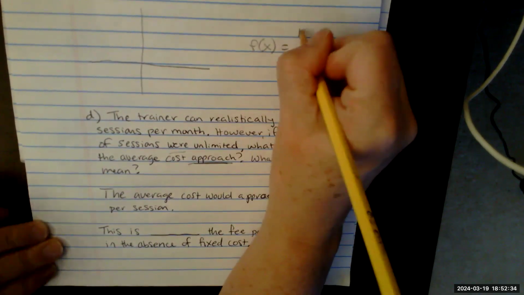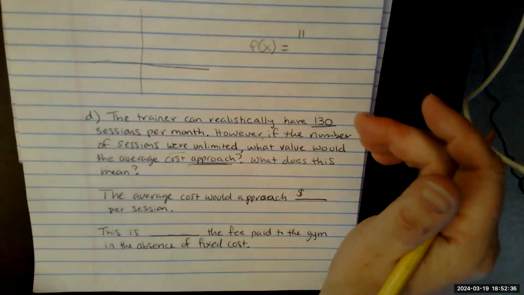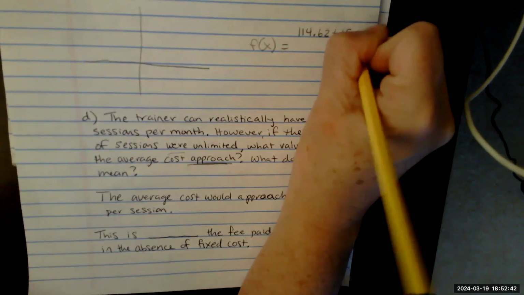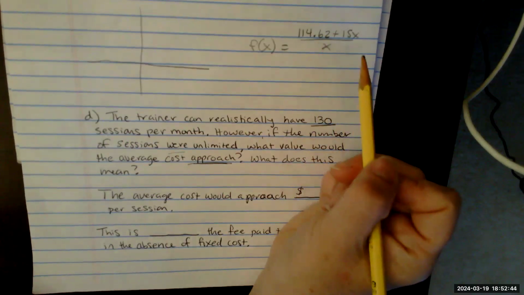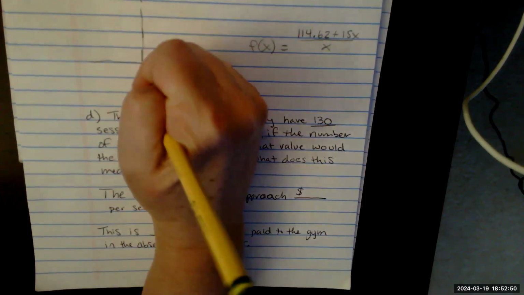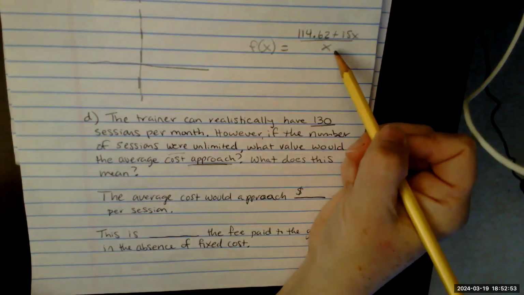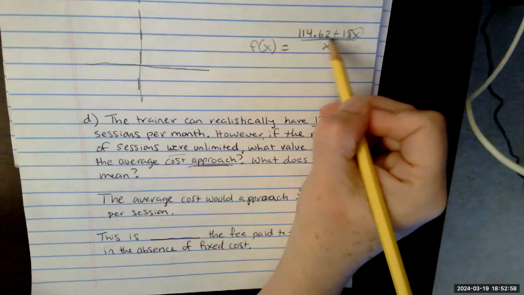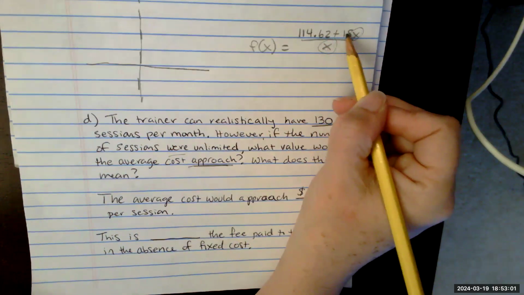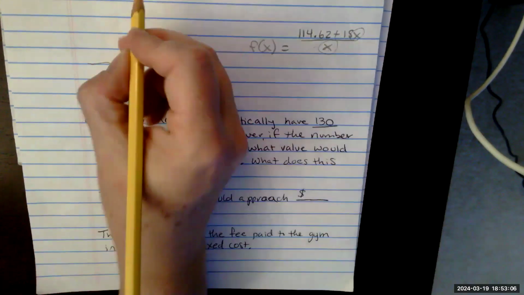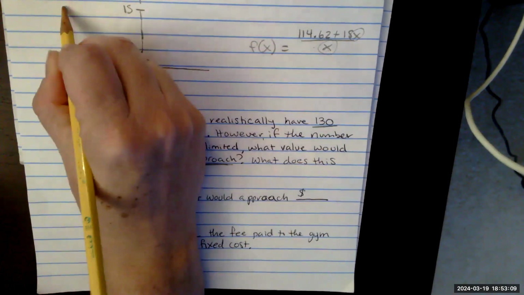this function is 114.62 plus 15x over x, right? If we were to graph this, there would be a vertical asymptote at 0, and there'd be a horizontal asymptote at 15. Do you see why? Because the highest power on the top and bottom are x. So even though this is in the wrong order, it's still the x. So 15 over 1 means wherever 15 is, there's an asymptote.